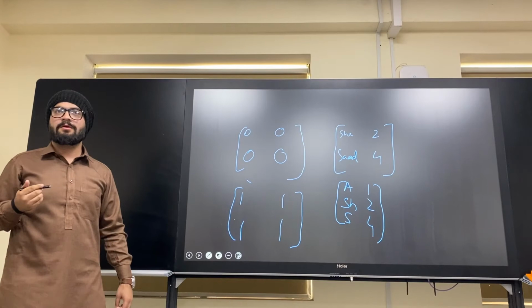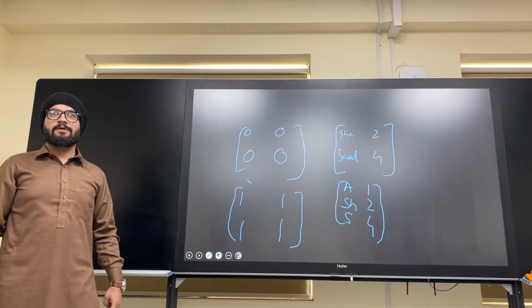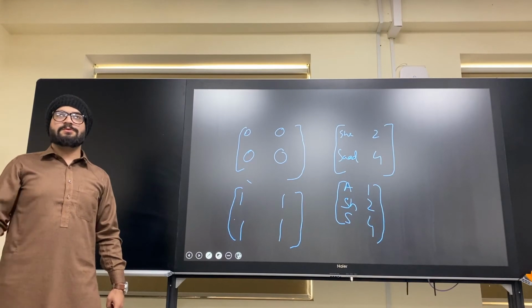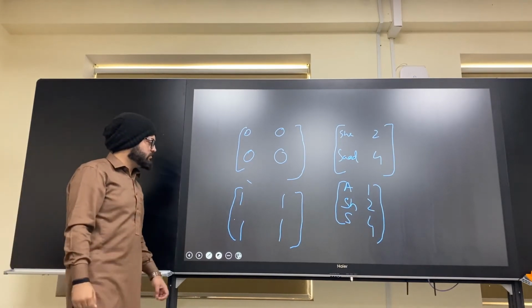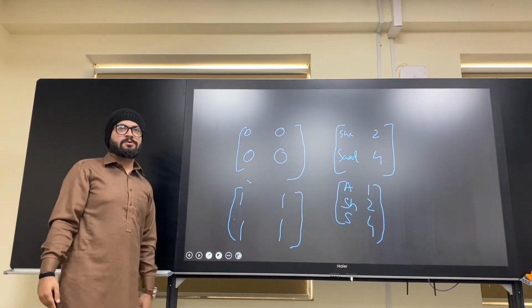What was the interesting thing here? In the first case, once all the elements are 0, the determinant is equal to 0. In the second case, the ones are 1 and minus 1, so it is also 0. The determinant is 0.